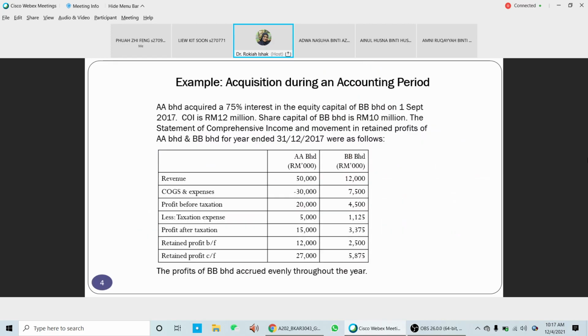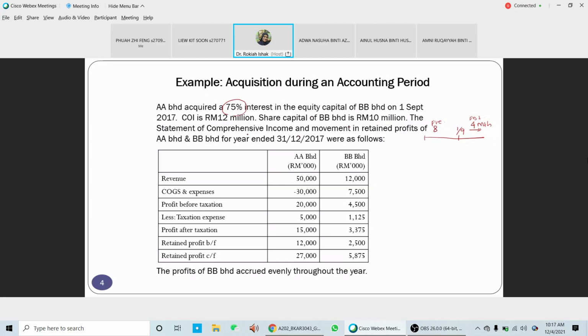Okay, we try to look at the example that we have here for the pro rata basis. AA acquired 75% interest in the equity of BB on 1st of September. So you acquired on 1st of September, which means that we're going to have 4 months here as post, and another 8 months here as pre. The cost of investment here is 12 million, share capital is 10 million.